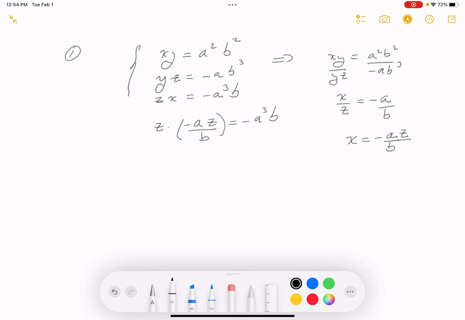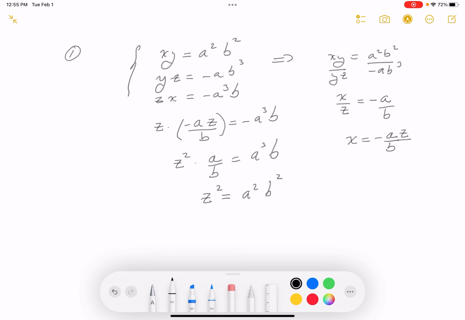All right, so I'm going to write this down, and I'm going to multiply both sides by minus 1. Let's be careful about it. So what do you get? I multiply by minus 1, so you get Z squared times A over B equals A cubed B. I'm going to keep going forward. So Z squared is equal to, let's see, I'm going to divide by A and multiply by B. And what do you get? A squared B squared.